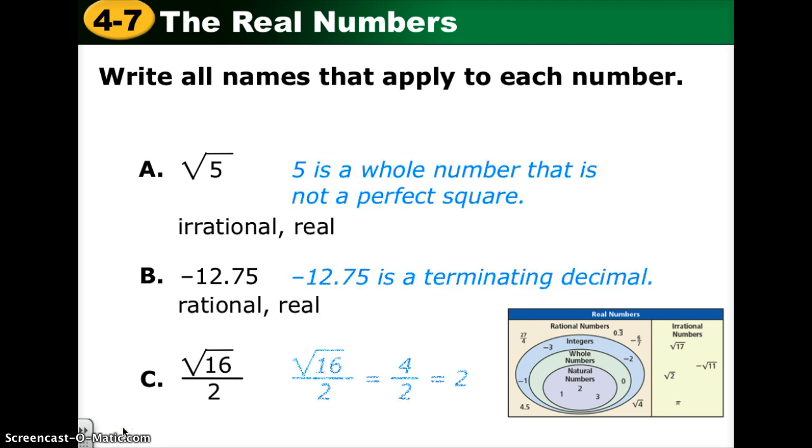Example C, we have a square root of 16, which simplifies down to 4. 4 divided by 2, which equals 2. That gives us a natural number, which means it's also a whole number, an integer, a rational number, and a real number. So we have all 5 categories for the number 2, letter C.